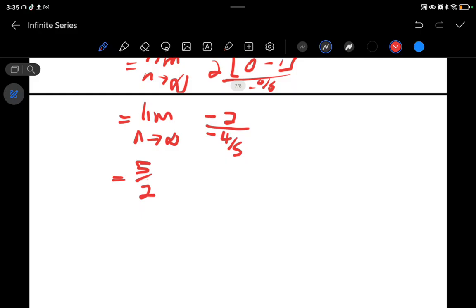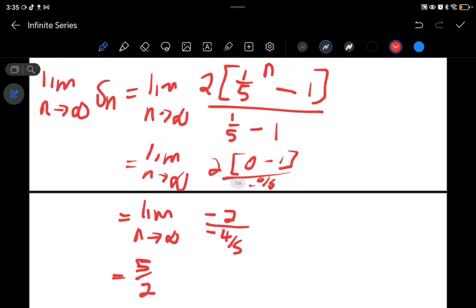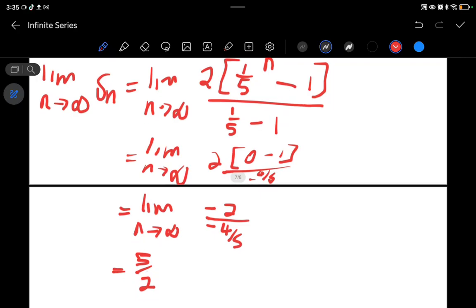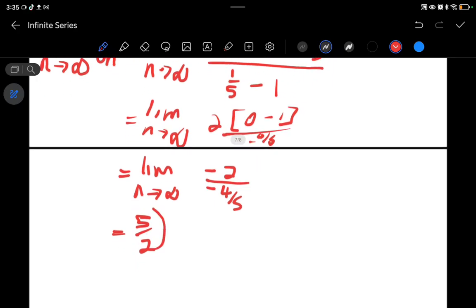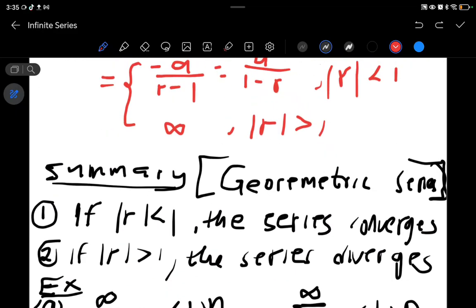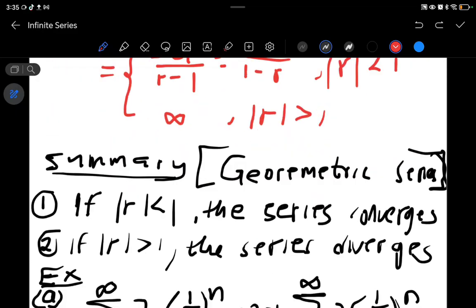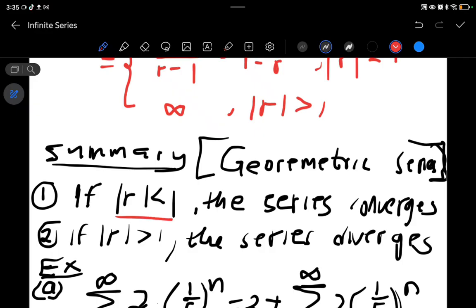Then we're going to check the summation of 5 over 2. That means that this is the limit that this thing converges to. Remember this definition that says automatically we knew that R is less than 1, right? Therefore the series will converge. But then we want to know the partial sum that it will converge to.